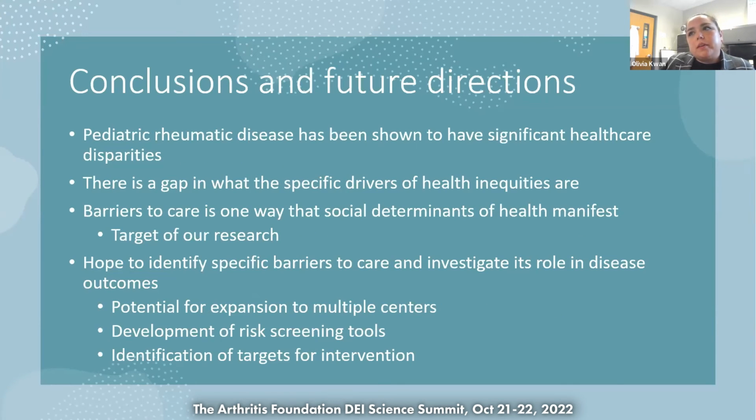So for some conclusions and future directions, pediatric rheumatic disease has been shown to have significant healthcare disparities. There's a gap in what the specific drivers of these health inequities are. Barriers to care is one way that social determinants of health manifest, which is why we chose this as a target of our research. And we hope to identify specific barriers to care and investigate their role in disease outcomes, to hopefully identify potential for expansion to multiple centers, development of potentially a risk screening tool, and the identification of targets for intervention.